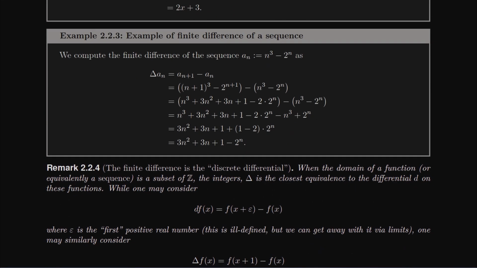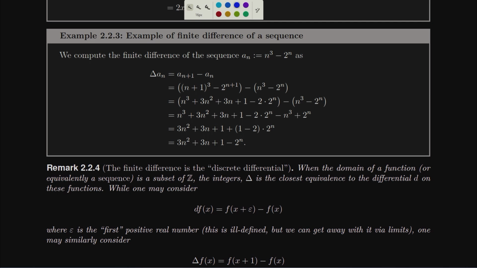If we act this on sequences instead, maybe I'm looking at the sequence n cubed minus 2 to the n. I'm going to do the same thing. I'm going to shift my sequence forward by 1, and then I'm going to subtract where it currently is. If I shift forward by 1, I'm replacing every n with an n plus 1, and this n as well with an n plus 1. That's going to give me this term, n plus 1 cubed, minus 2 to the n plus 1. And then I'm going to subtract the sequence by itself, which is just subtracting n cubed minus 2 to the n. Once again, I can simplify everything.